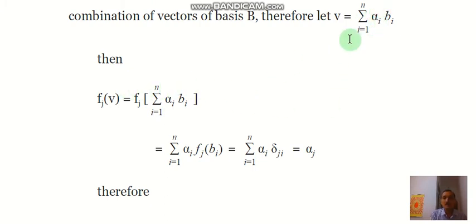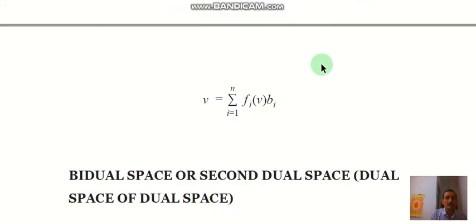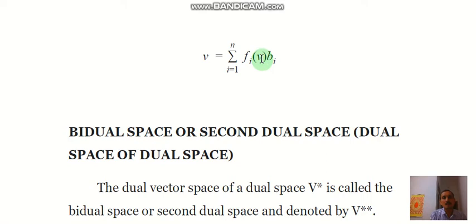So replace the value of alpha i obtained in this way. We obtain the value of v as the summation, i varying from 1 to n, of fi(v) into bi. So in this way we obtain the expression of any linear functional and any vector v in the vector space V.